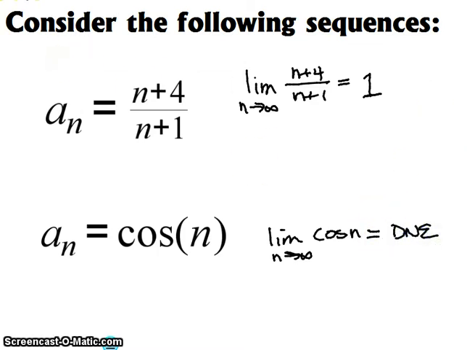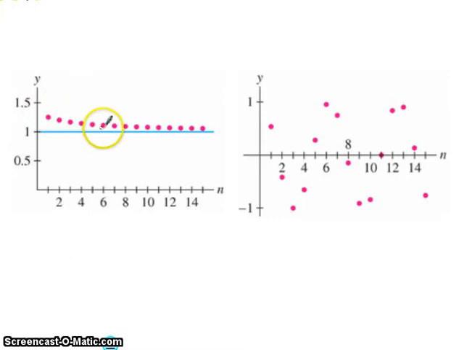And there's a couple pictures. Here we go. Here's one. Look at that, approaching 1. And then here's the one that's cosine all over the place as we put in those integers n. So keep that in mind.